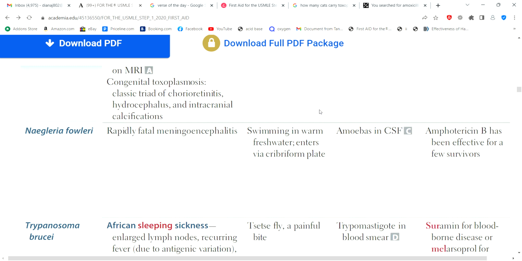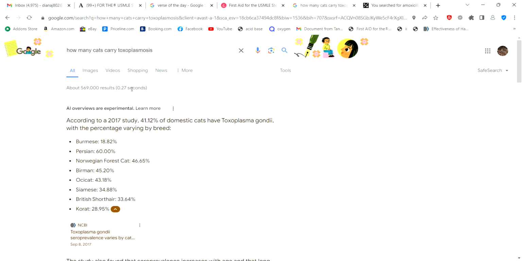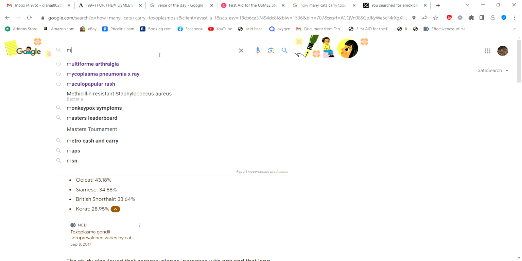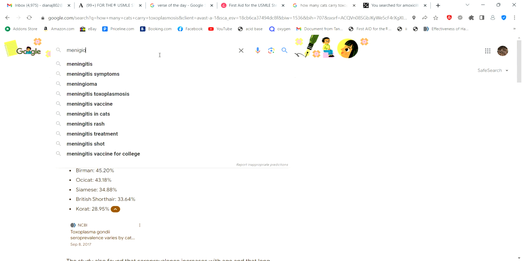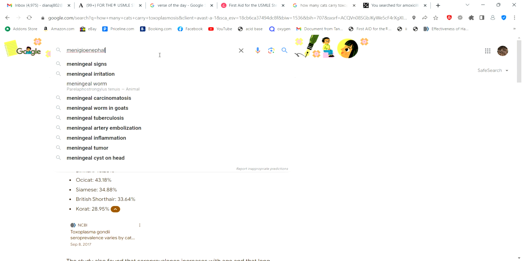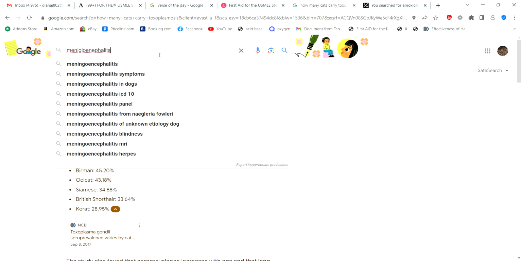This amoeba enters your body by the cribriform plate. So the trophozoite enters the CNS by the cribriform plate, then the brain, then it progresses to meningoencephalitis. You can give amphotericin B. And I'll just show you a picture of the meningoencephalitis. Okay. Let's see, meningoencephalitis.